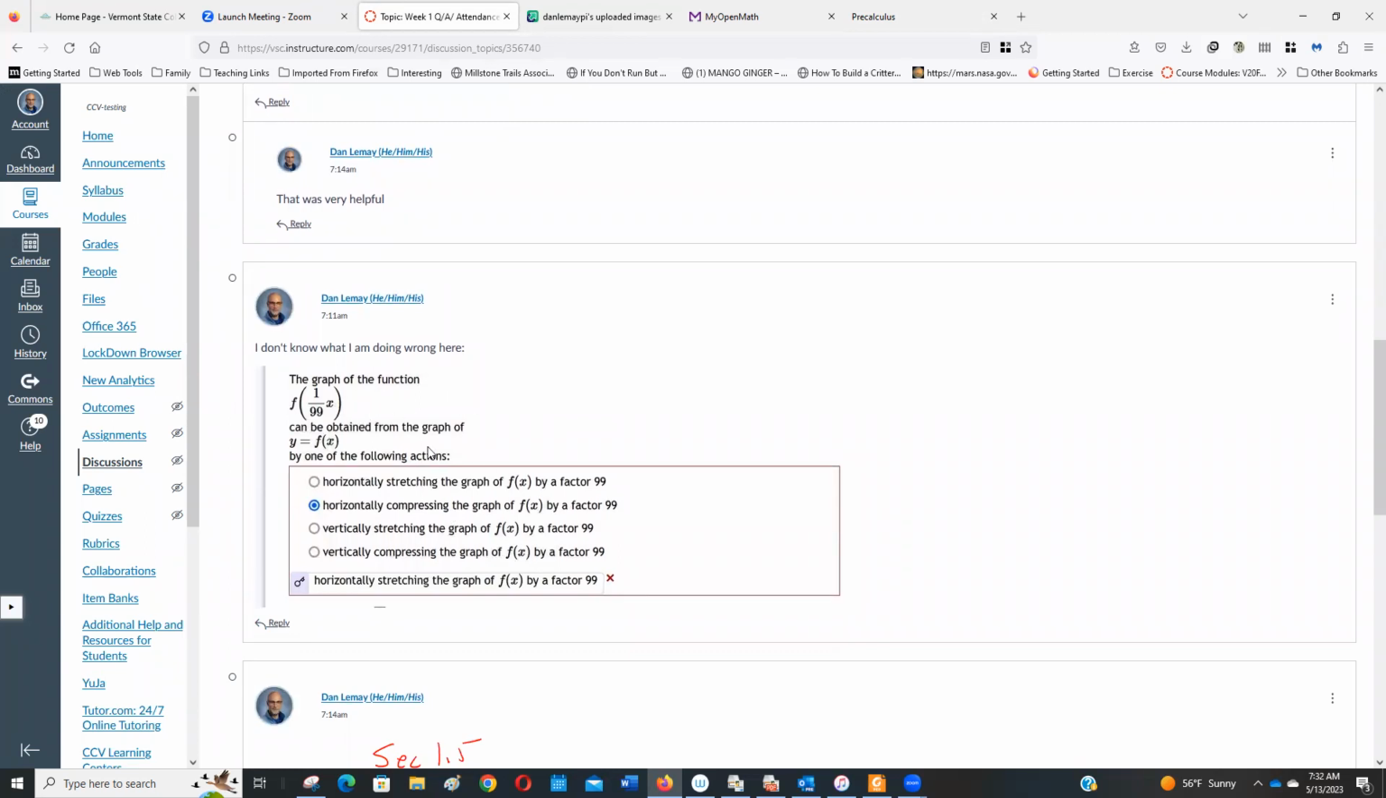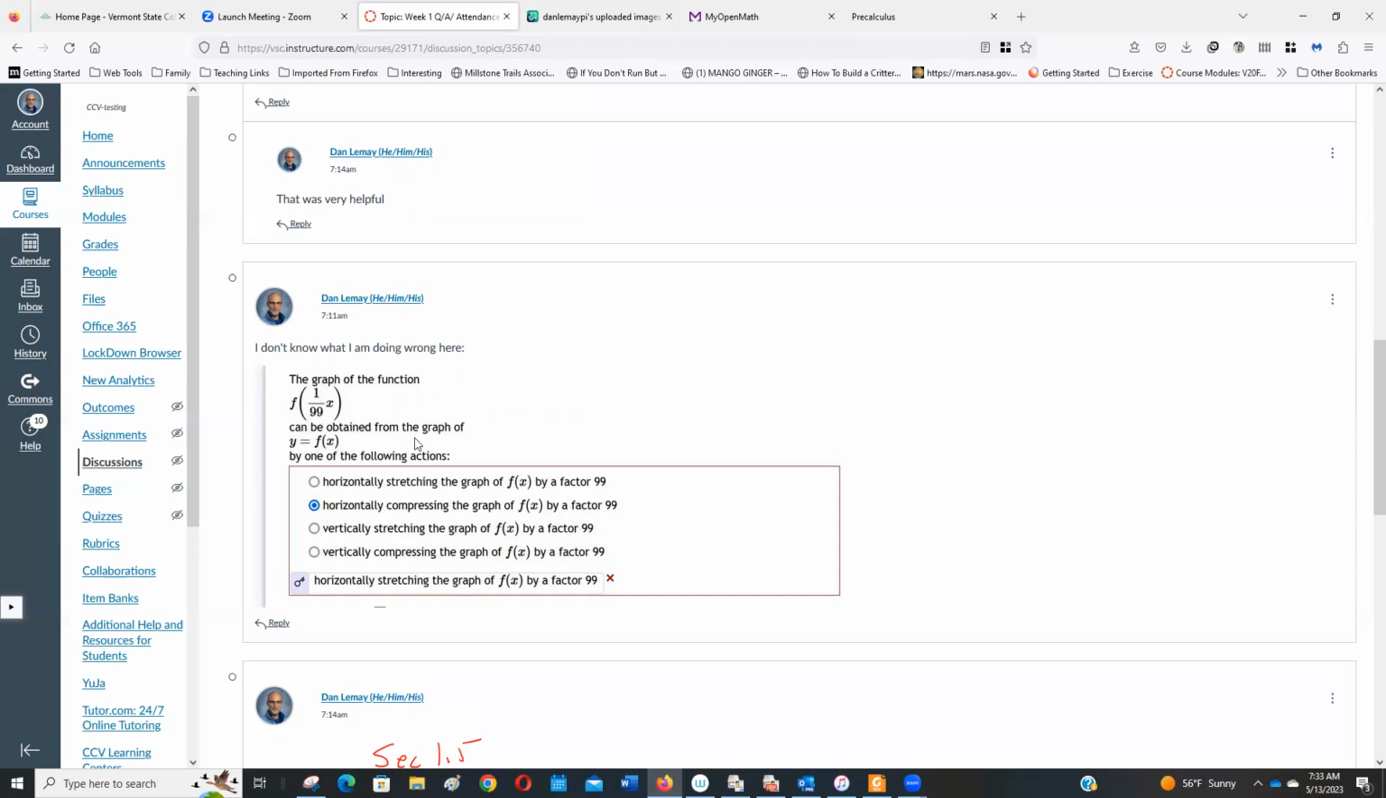This is from My Open Math. Notice some things that it doesn't have. It doesn't have what section it's from. It doesn't have what exercise number. We know it's in My Open Math because it looks like that. The person doesn't know what they're doing, and that's okay, they're confused. But it would have made this post a little better to say, hey, I know it's horizontally compressed because it's inside the argument. What they don't understand is how that works.